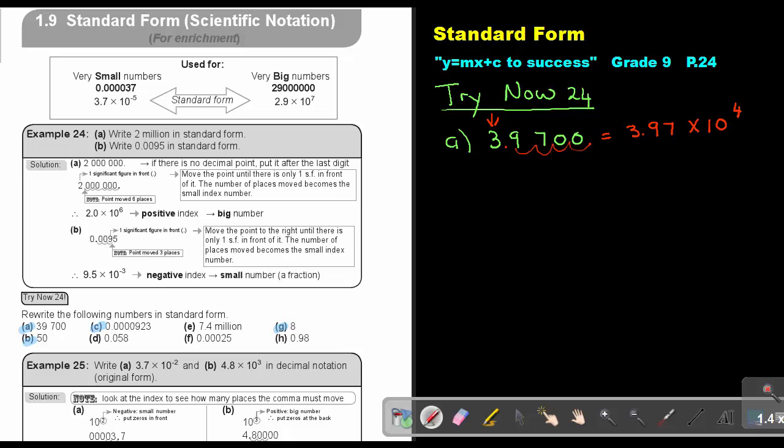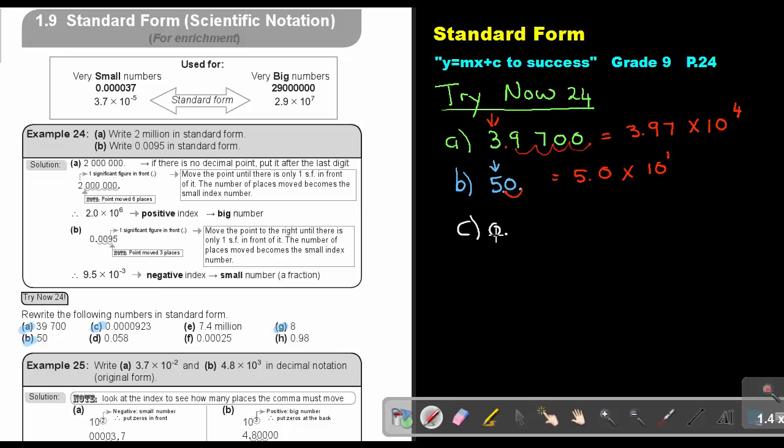Okay, let's do the next one. Number B. 50. So if there's not a decimal point, then it will be there. And I must move it until there's just one significant figure in front of it. So it's just one position. So this will be 5.0 times 10 to the power of 1. Positive still.